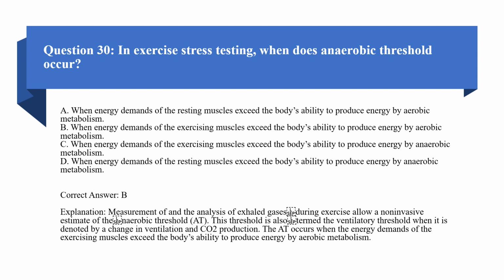It goes like this: measurement and analysis of exhaled gas during exercise allows non-invasive estimate of the aerobic-anaerobic threshold, the anaerobic threshold, AT. This threshold is also termed ventilatory threshold when it is denoted by a change in ventilation and CO2 production. So if you were to put this on a graphic, and they could do this to you, you'll see an inflection point where it goes up, gets steeper very abruptly. The AT, or anaerobic threshold, occurs when the energy demands of exercising muscles exceed the body's ability to produce energy by aerobic metabolism. Sort of makes sense.